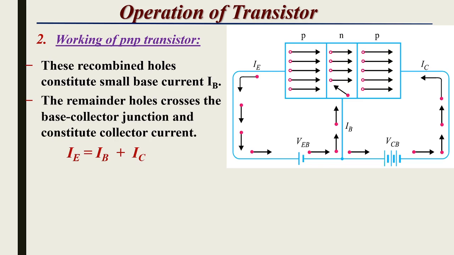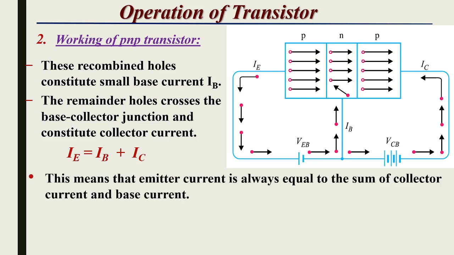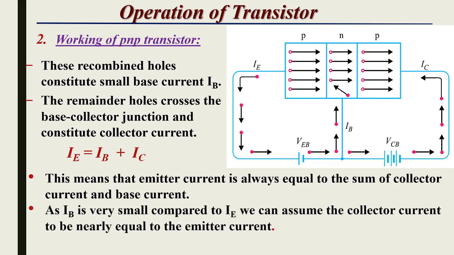The remaining holes cross the base collector junction and enter the collector region and constitute the collector current, IC. So we can say that the emitter current is again the sum of the currents IB and IC. This means that the emitter current is always equal to the sum of the collector current and the base current. As IB is very small compared to IE, we can assume the collector current to be nearly equal to the emitter current. That means IE is approximately equal to IC.